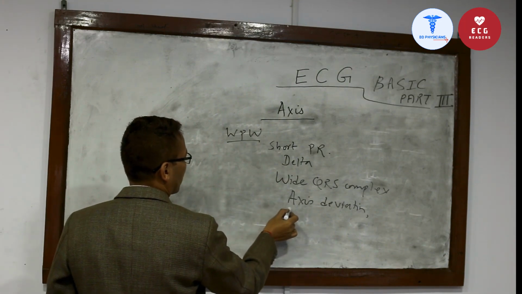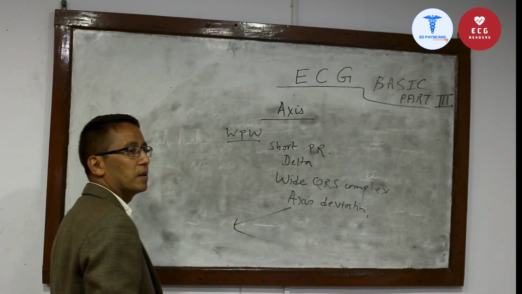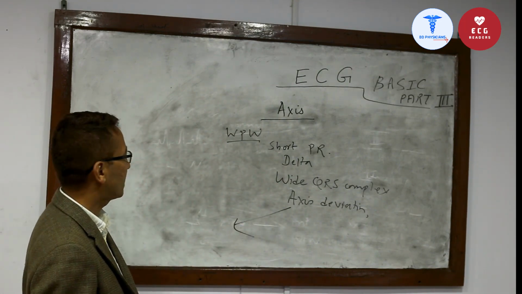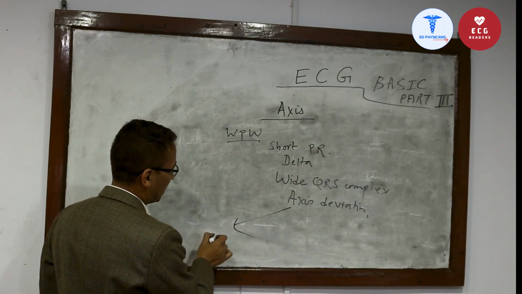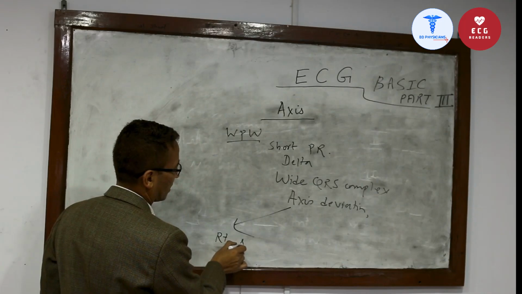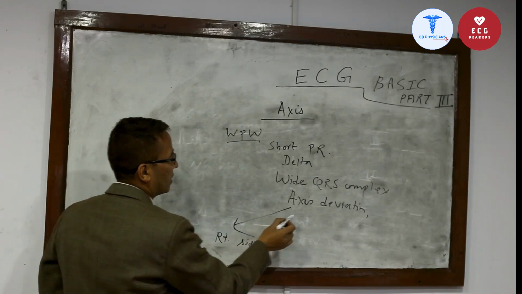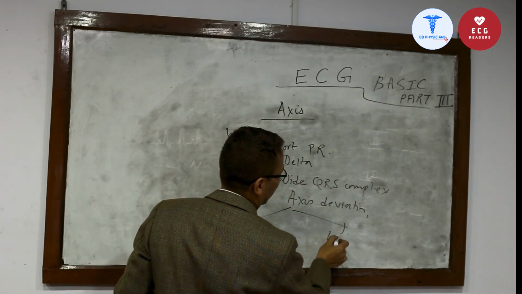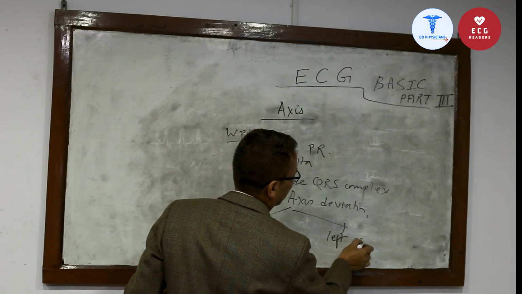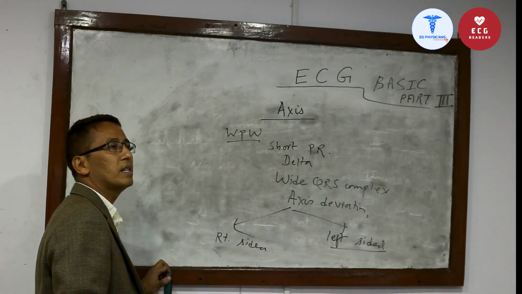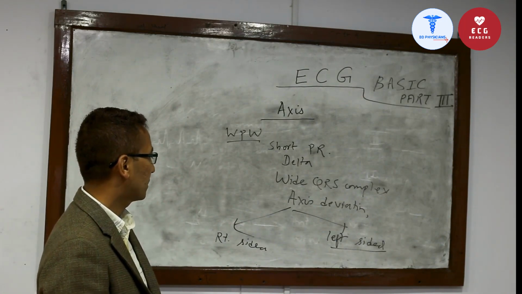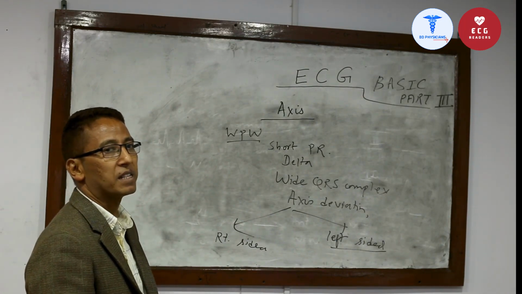In WPW syndrome, it is because of the presence of an accessory extra pathway, extra conductive tissue. It can be a right-sided pathway or a left-sided pathway. Depending upon the side of the pathway, the morphology of the ECG varies.